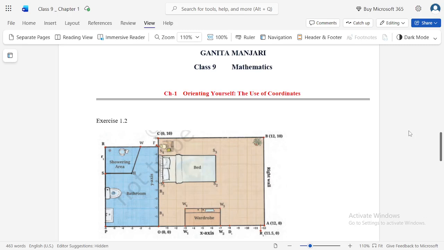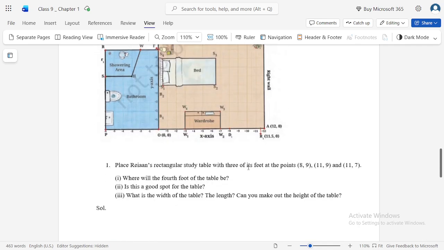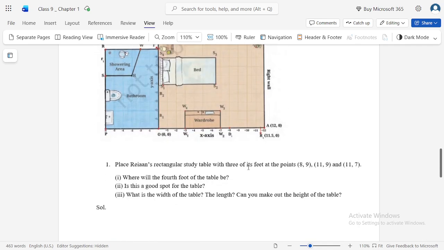In our previous video, we had discussed exercise 1.1 of chapter 1. Now let's continue with exercise 1.2. So similarly, an image has been given followed by a few questions. Let's break them down one by one.